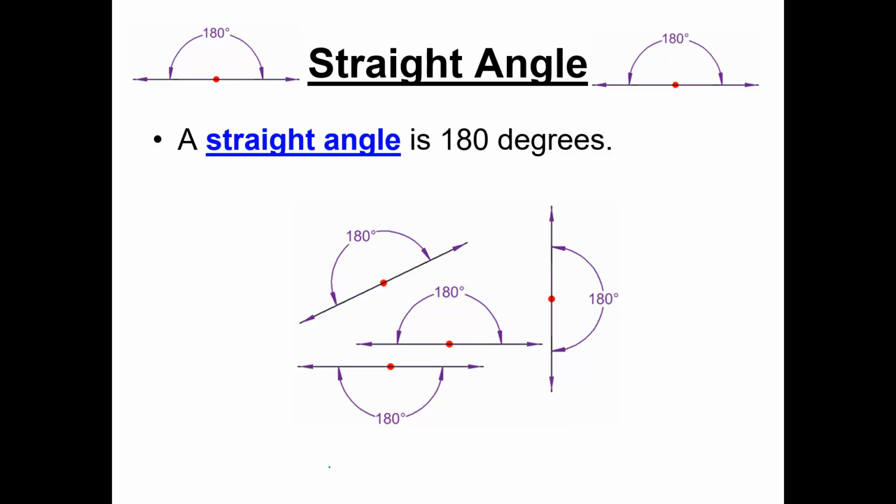The next one is the straight angle. A straight angle is an angle that measures exactly, again exactly, 180 degrees. You can see that it's just a straight line. You put a point somewhere in the middle and measure it, and it will be 180 degrees. That's why we call it a straight angle.